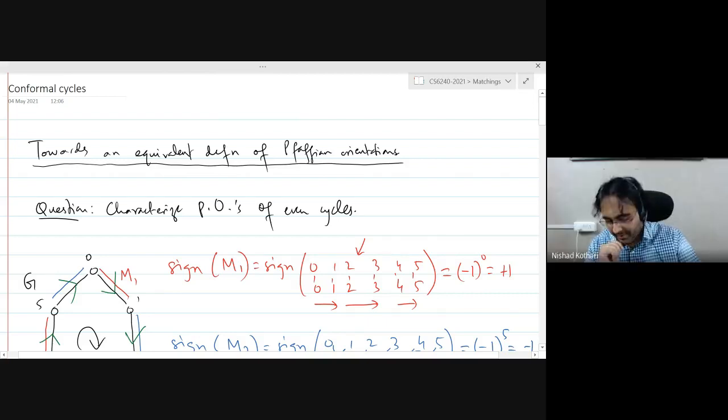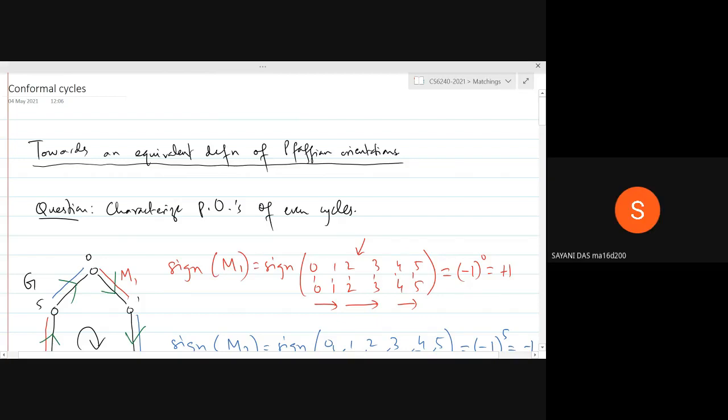Thank you, sir. Okay. Thank you, Surya. I actually got discouraged in the end. So, could you please define conformal cycle once?